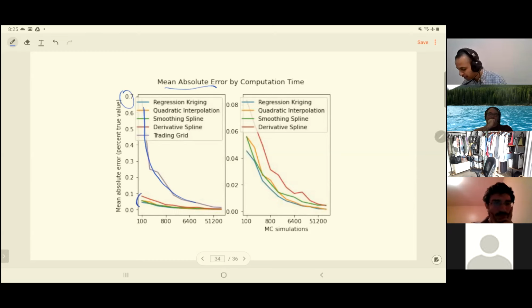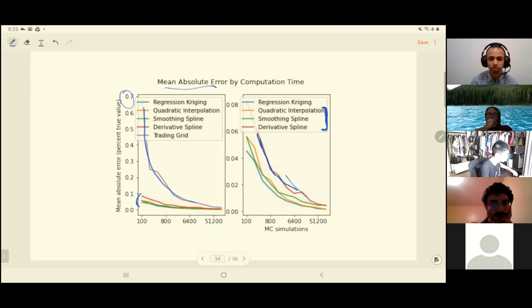Zooming in, however, we find that this derivative spline that didn't account for the error in the estimate is worse than the other three, which cluster, honestly, roughly as well. I didn't talk about this quadratic interpolation, but it's very simple. You just fit a polynomial to a few points. And then we have our smoothing spline and our regression Kriging down at the bottom here.